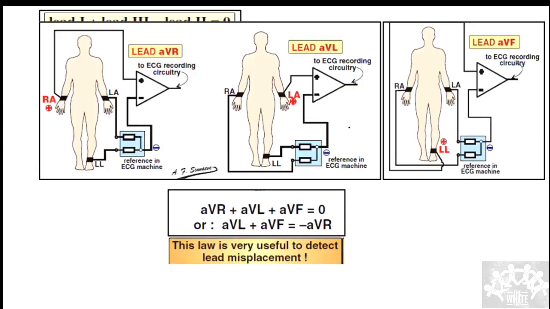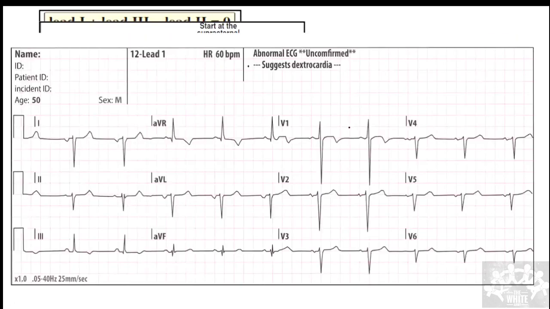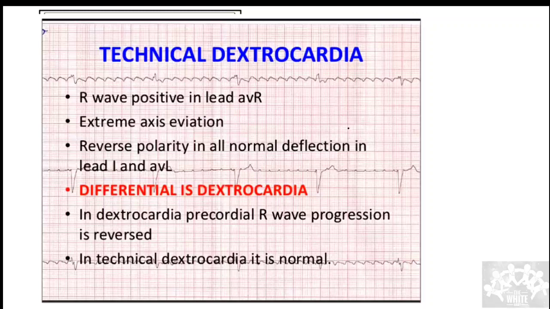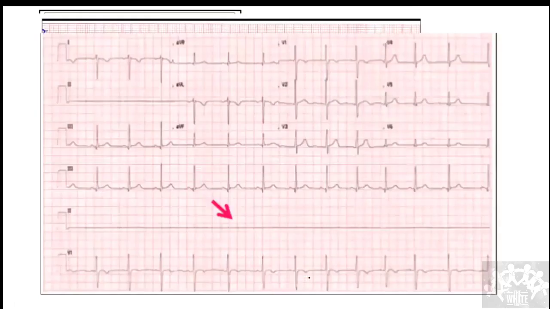Same like this, you can have other lead reversals also. So this is what you remember. Whenever the R wave is positive in lead aVR, it is either technical dextrocardia or true dextrocardia. In dextrocardia, the R wave progression is reversed. In technical dextrocardia, it is normal. Okay, so that's all.